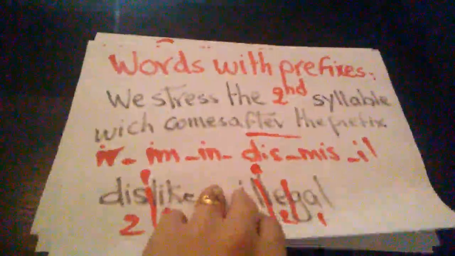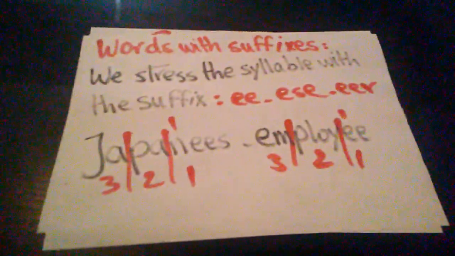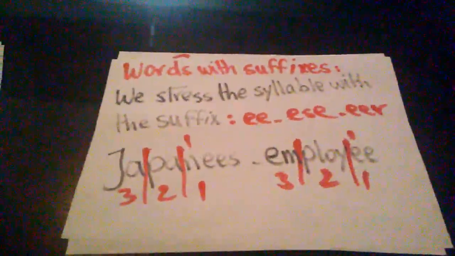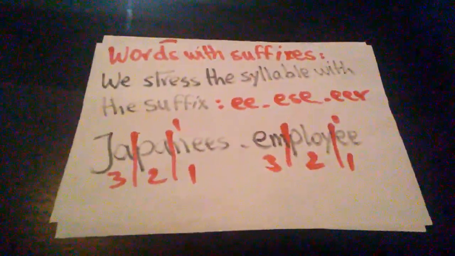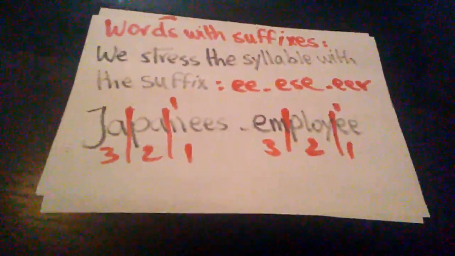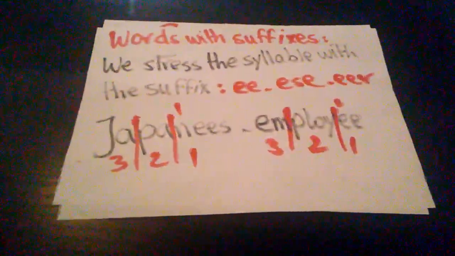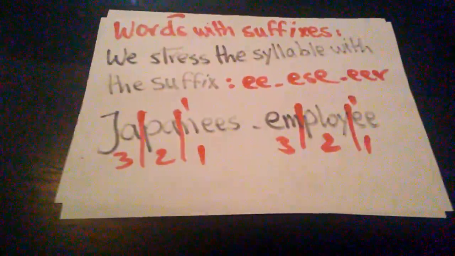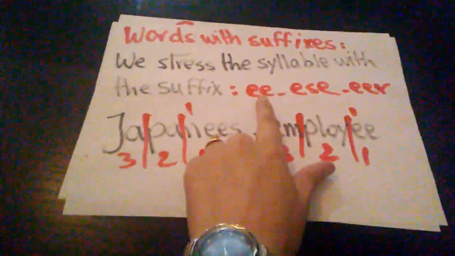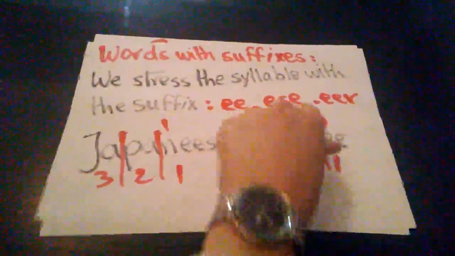Then you have words with suffixes. A suffix is a part that we add to the end of the word to change its meaning. We stress the syllable with the suffix itself, okay? You take the syllable with the suffix itself. So, here you have, as an example of suffixes, you have ee, ese, eer.